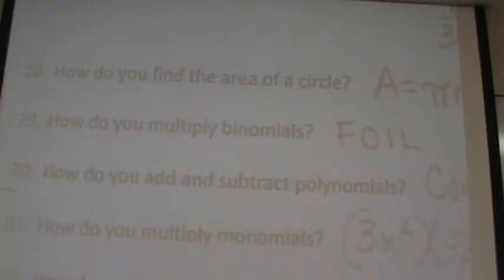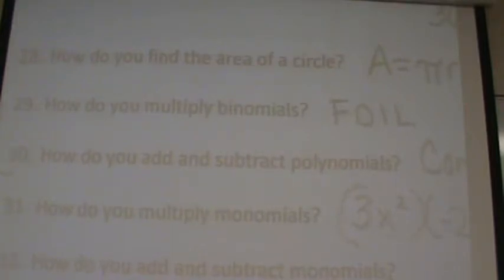Remember that, FOIL? How do you add or subtract polynomials? You combine like terms. What if it's a subtraction problem? You have to distribute the negative. So make sure you keep the variable the same, and you just combine the coefficients. Next one. What is the difference of two squares? What does that mean?